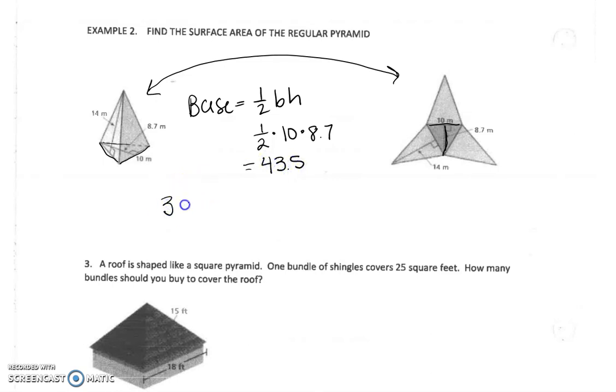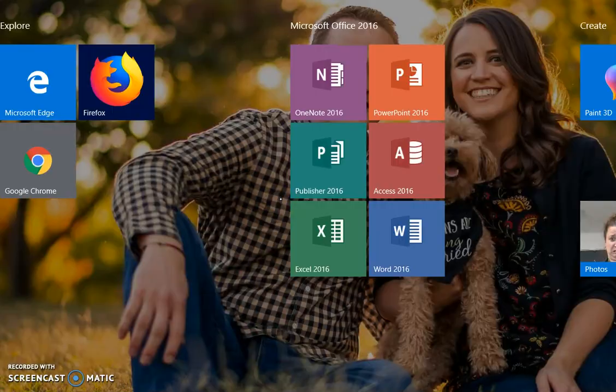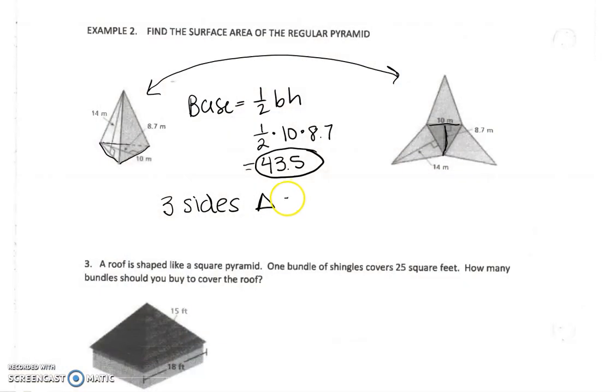Okay, now I have 3 sides. I have 3 sides that are also triangles. The base of these triangles is 10.